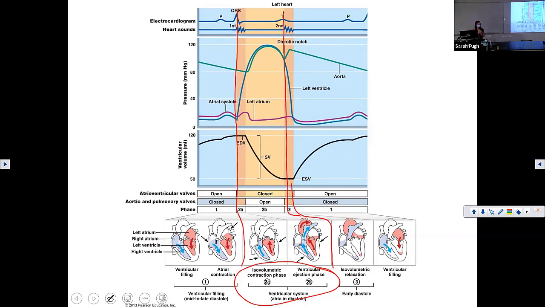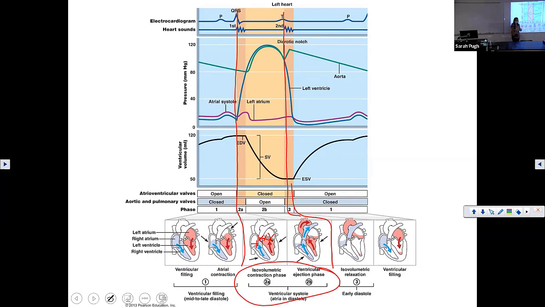So let's walk through again the picture at the bottom. So what we see is the ventricles start to squeeze, and as they start to squeeze, remember the AV valves are going to shut. Okay, so those are going to close. But remember, the semilunar valves are already closed. So this is what we call the isovolumetric contraction phase, right? Iso means same, volume. The ventricles are squeezing, but the blood can't go anywhere.